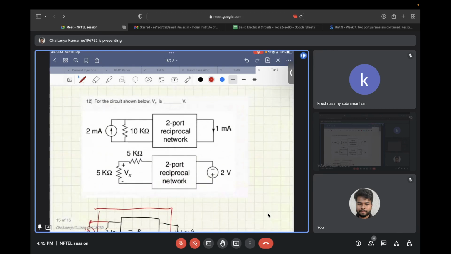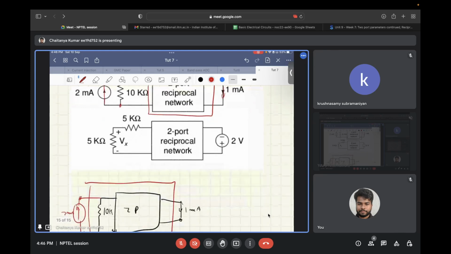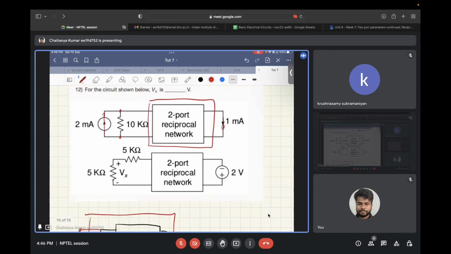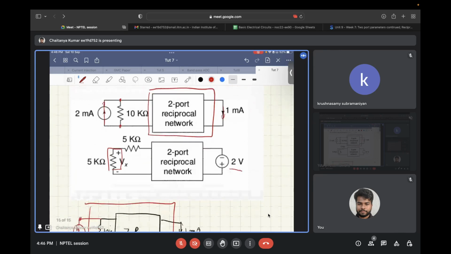In this question, there is a two-port reciprocal network, and on top of it, an additional 10 kilo ohm resistance is connected in parallel to it. When you apply 2 milliamp current in this network, you get a 1 milliamp current at the other port. What is asked is the voltage developed across this 5 kilo ohm resistor if you apply a voltage source of 2 volts on the initially output port.